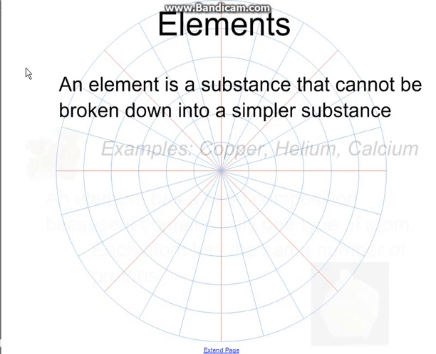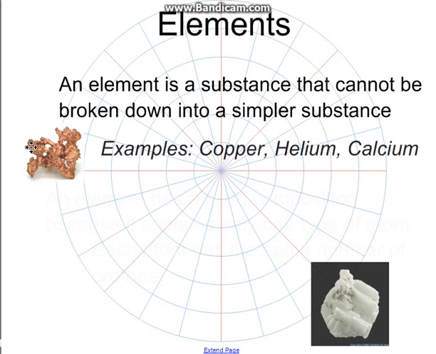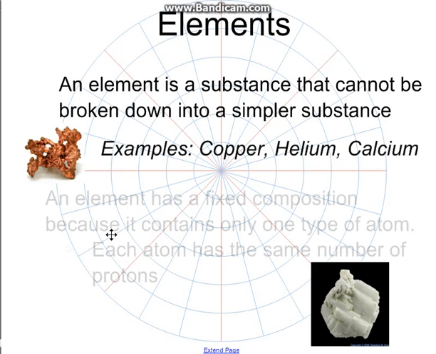Examples of this are copper, helium, and calcium, along with all of the other about 100 elements on the periodic table. Here, you can see elemental copper after it has been removed from copper ore, and here is an example of calcium in one of its forms.